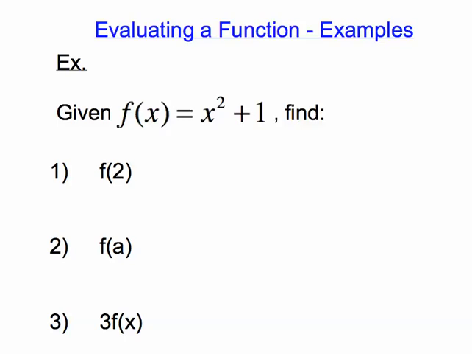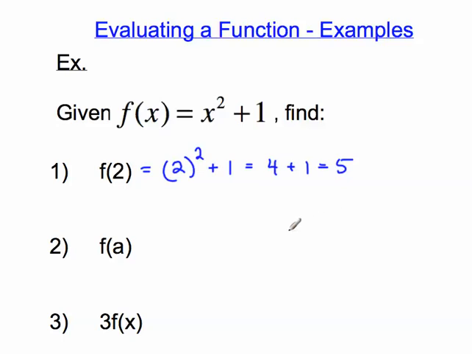In this video, we're going to look at a few more examples of evaluating a function when you're given the equation. So here we've got a function given, f of x is equal to x squared plus 1. Find, and in the first one we're asked to find f of 2. So again, as we saw in the previous video, we're going to substitute 2 in everywhere we had an x. So 2 squared plus 1 is equal to 4 plus 1 is equal to 5. So f of 2 is equal to 5.